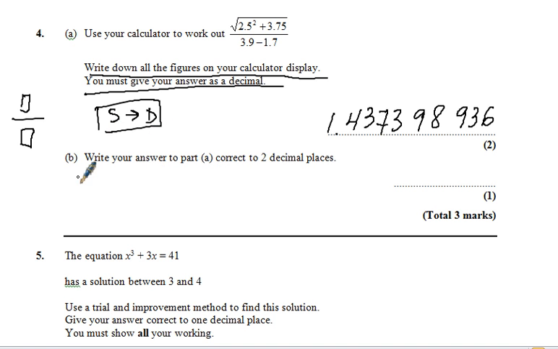Alright, and now in question B, you've been asked, write your answer to part A correct to 2 decimal places. So in this decimal, we need to find the last digit that will stay, 4, 3, and the last digit that will stay is 3. So we're cutting out here, and now we think about the last digit 3. Since the digit that we cut is 7, which is more than 5, our 3 will have to be rounded up, and the answer would be 1.44.